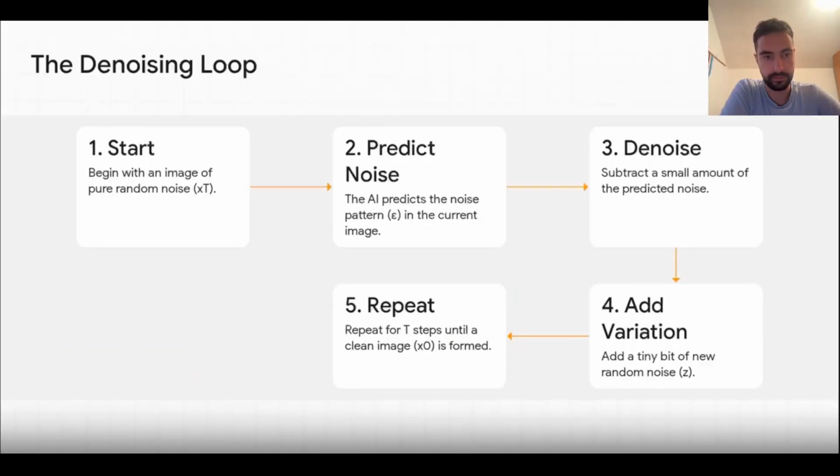So this is basically the recipe from the paper. This is the loop. Step one, you start with pure random noise. They call it XT. Step 2, the AI predicts the noise pattern it sees in that image. Step 3, you subtract that predicted noise from the image.